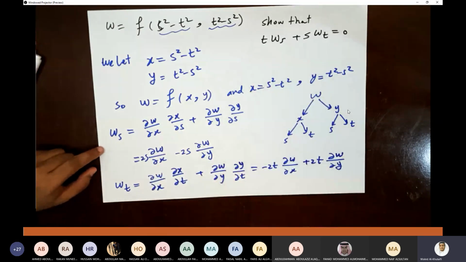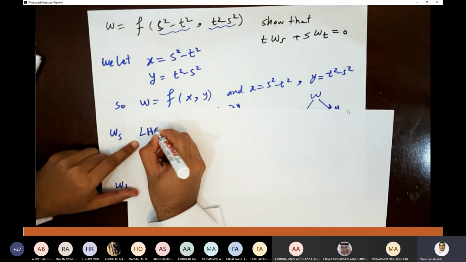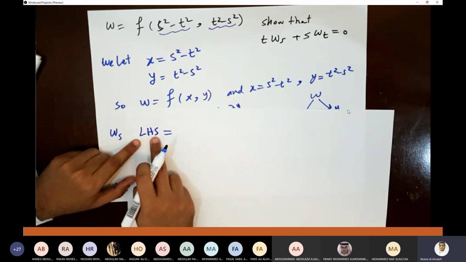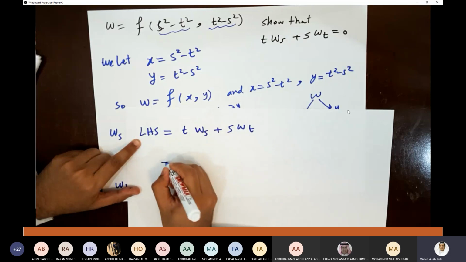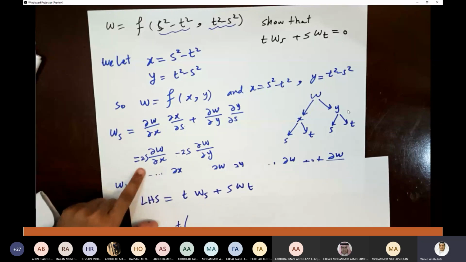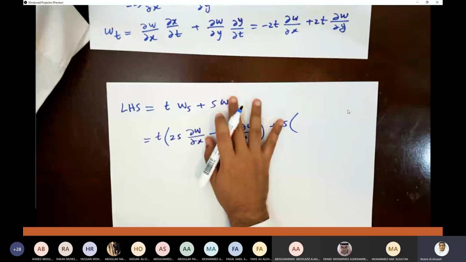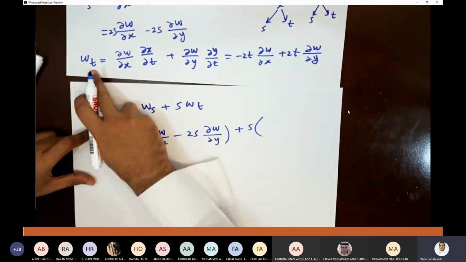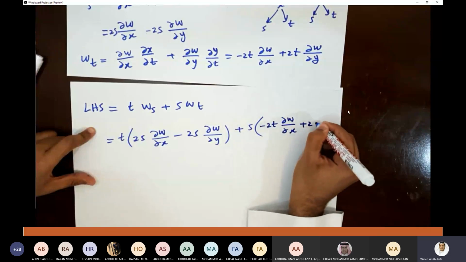Now let's fulfill the left-hand side of the equation. So the left-hand side equals, of course this is the left-hand side, guys. What is the left-hand side? tws plus swt, which is equal to, now I will multiply t times, who, guys? This is what we are calculating. We have 2s partial w by partial x minus 2s partial w by partial y plus s times this guy, oh sorry, yeah, this guy wt, which is this guy here, minus 2t partial w by partial x plus 2t partial w by partial y.